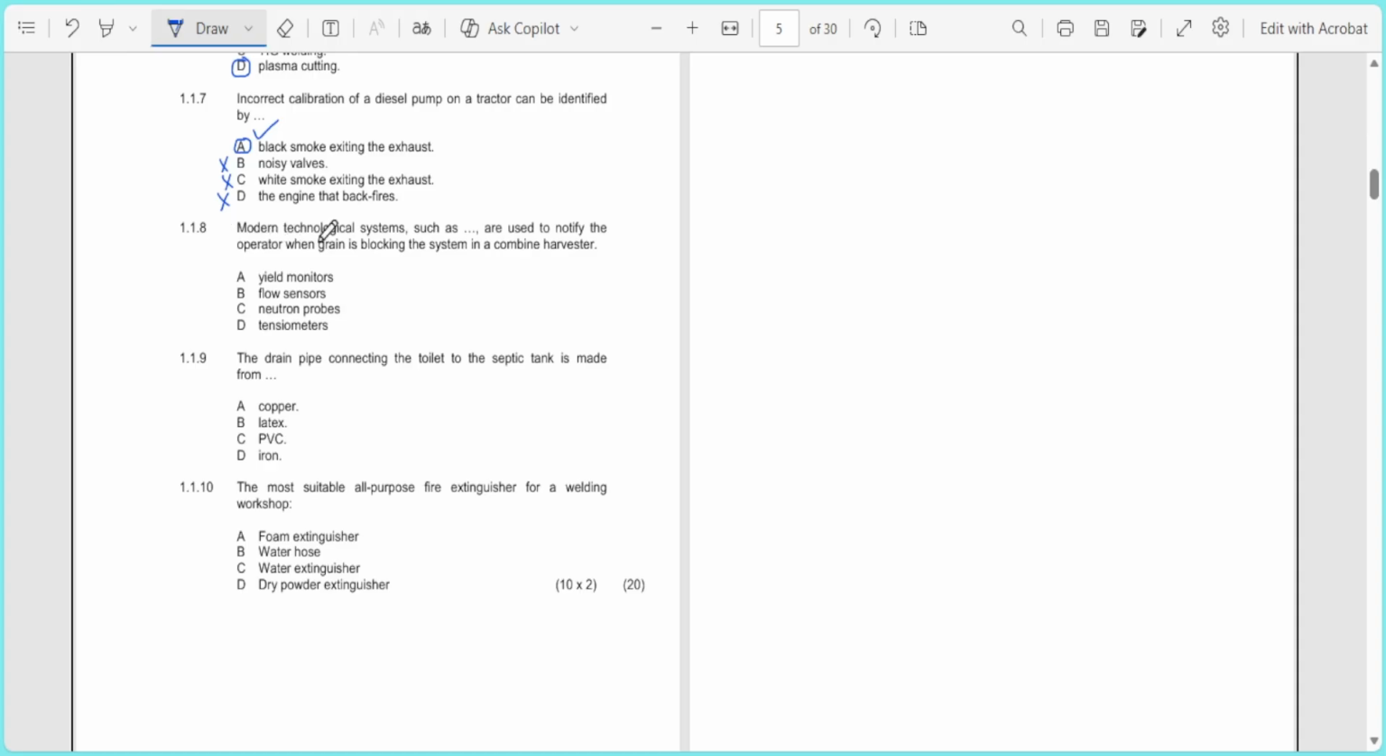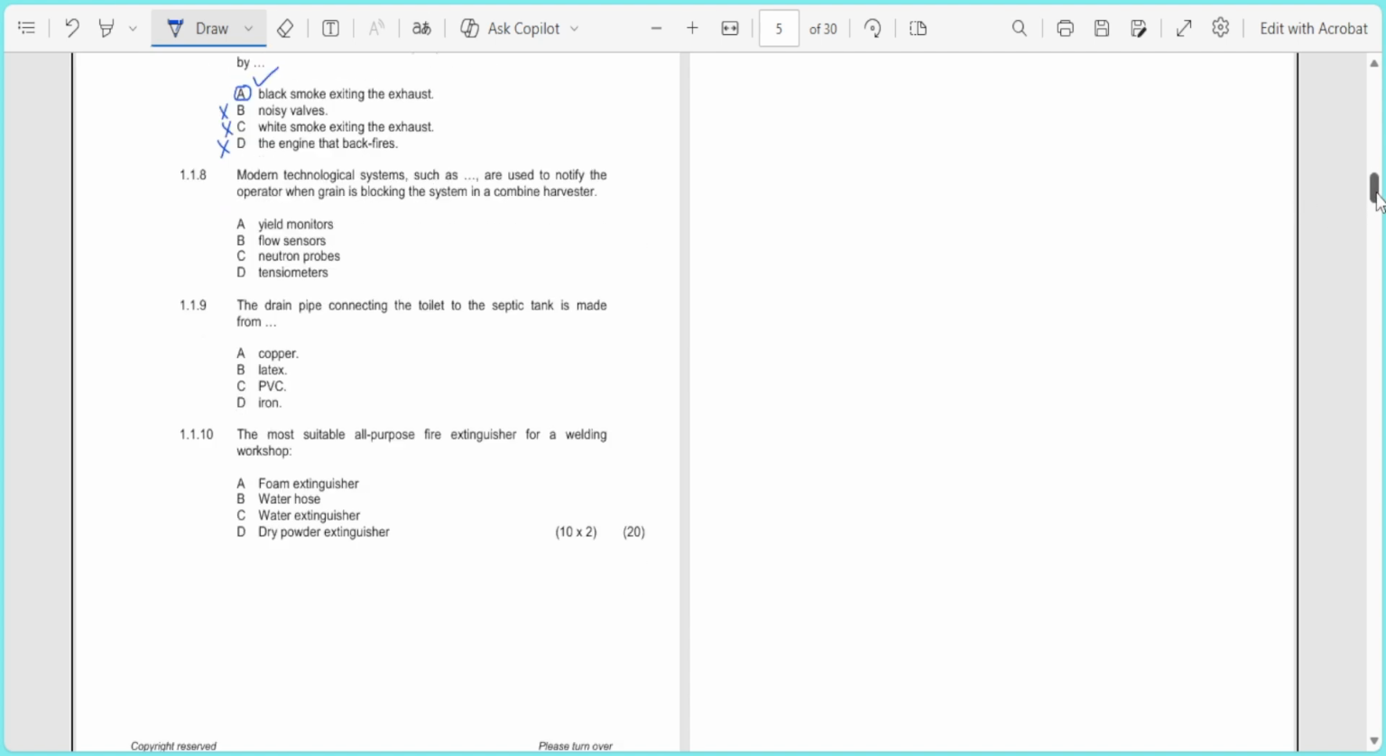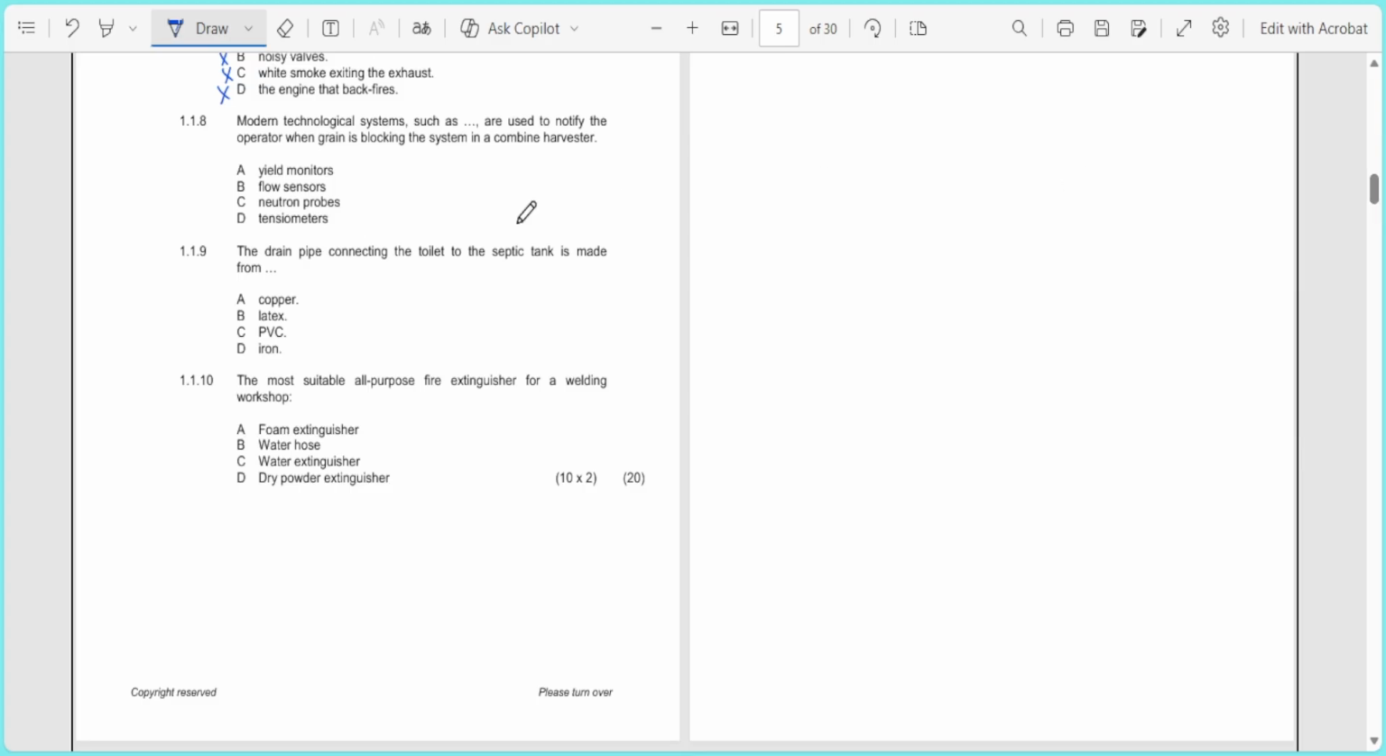1.1.8, modern technological systems such as are used to notify the operator when grain is blocking the system in a combine harvester. Okay, interesting question. Modern technological systems such as are used to notify the operator when grain is blocking the system in a combine. Okay, you know what? For this one, I'm thinking I'm going to go with B.